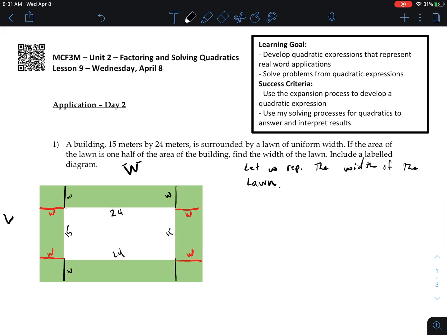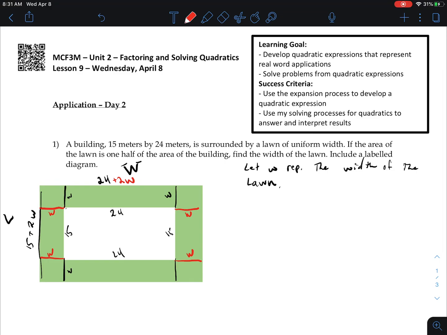So let's take a look at the thought process here. So I have the original 15 from the building, right? That's still 15 from here to here. But then I also have these 2 other little widths on the end. So the side length is actually going to be 15 plus 2w, right? Then I have the same thing on the top, right? I have the original 24 from the building, and then 2w's on the end, right? That's coming from the red ones.